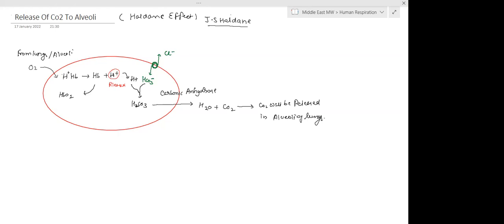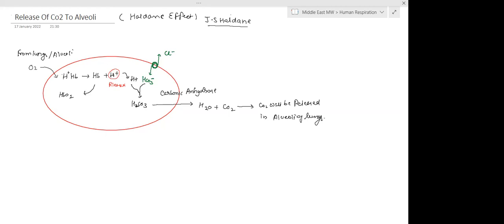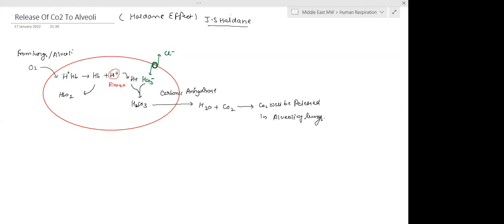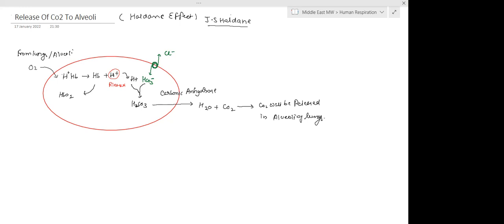So this process will take place inside alveoli, right? Exactly. No, inside RBC. This complete process takes place inside RBC. When this RBC reaches the alveoli, then the RBC will take oxygen, and all the process will take place inside the RBC.